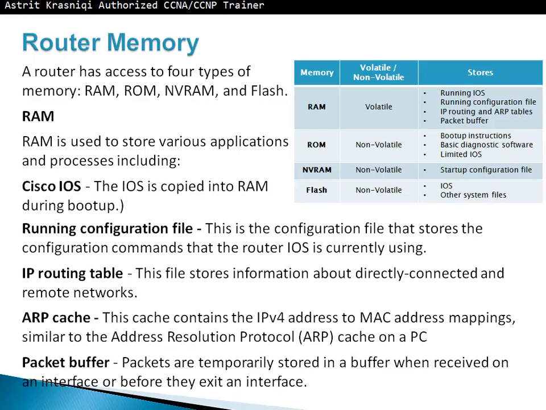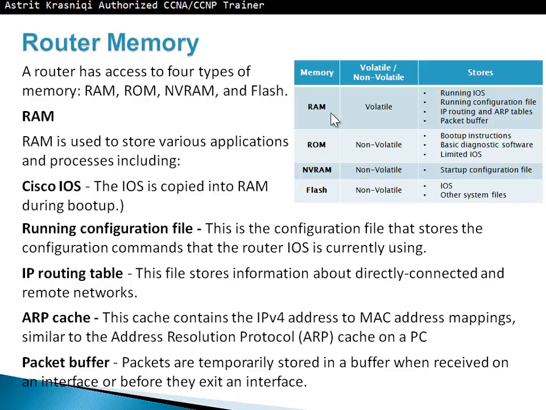So, router memory. A router has 4 types of memory: RAM, random access memory; ROM, read-only memory; non-volatile RAM; and flash. RAM is volatile. Volatile means that it needs electricity, it needs power to keep the data on the memory. Non-volatile means that it doesn't need the electricity, it doesn't need the power to retain the data. For example, think of your USB. A USB doesn't need any electricity to retain all the data, but the RAM does.